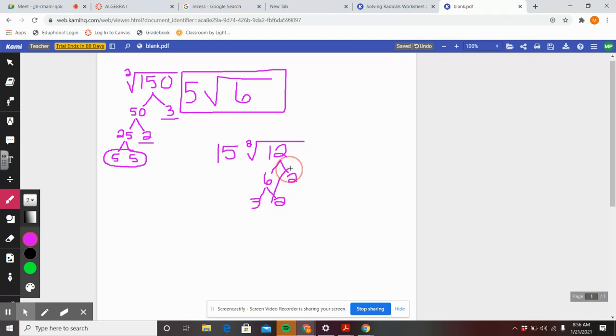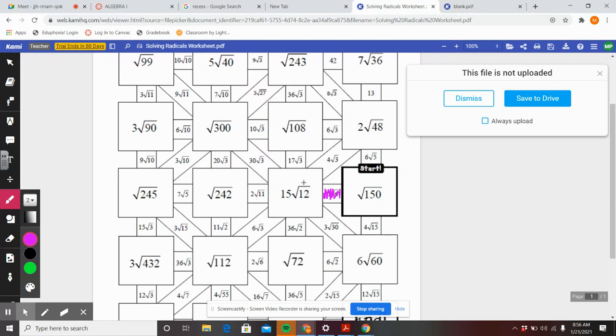What do we have a set of? 2s. So the 2 is going to come out. When the 2 comes out, if there's something in front, you're going to multiply it. So it's 15 times 2, which is 30. And then what did we have left in the house? 3. That's not hard. Where does it go? Right here.